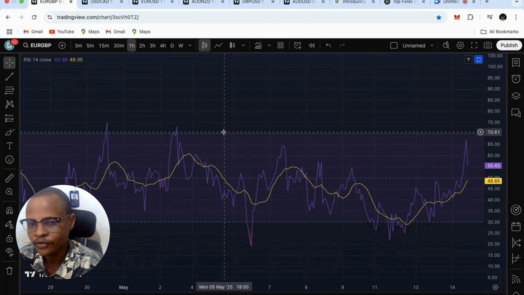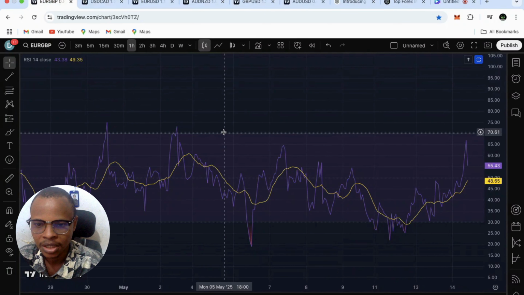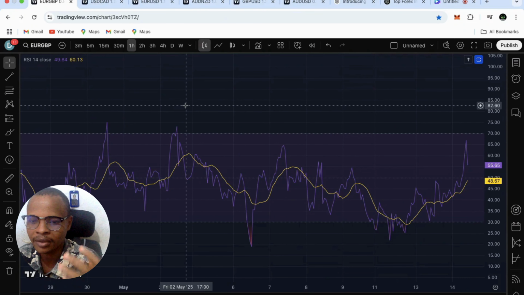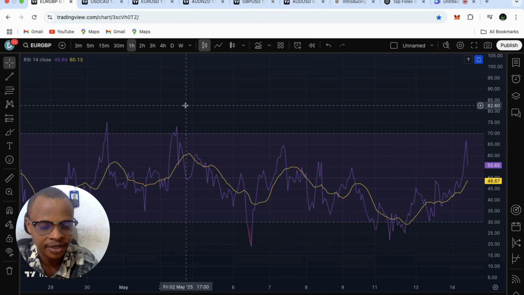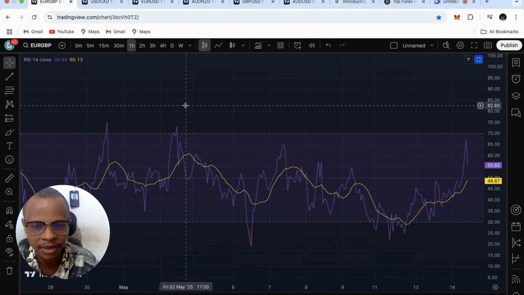Indicators have actually proven to be one of the most useful tools which we use to analyze the forex market. And at the top of our list today, we have the RSI, which, as you can see on my screen, stands for relative strength index. It is an indicator used to determine the strength of the market, the volume, the direction of the market, and when the trend is about to reverse.